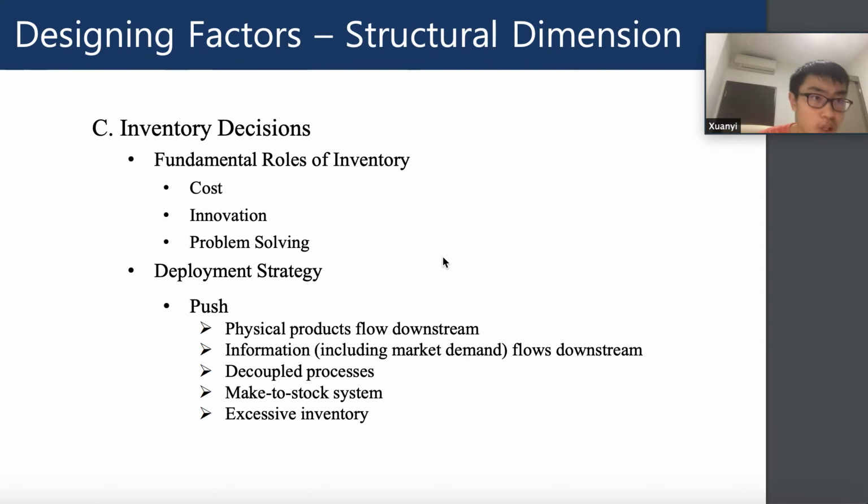So your holding of inventory will not be highly based on the customers' orders, or how many products they have ordered in the past month. You are holding too much, excessive inventory, because you believe there will be high demand coming in the future, and you'll be able to fulfill this demand. You're going to be able to sell all this inventory to make money and convert it back to cash. So this is the first strategy, where the physical products flow downstream, the push strategy.